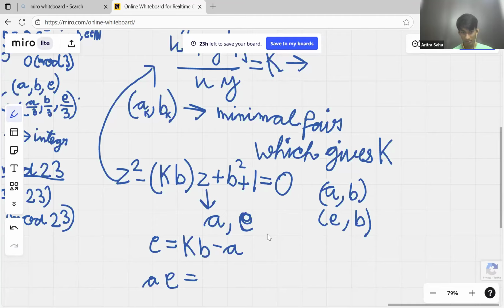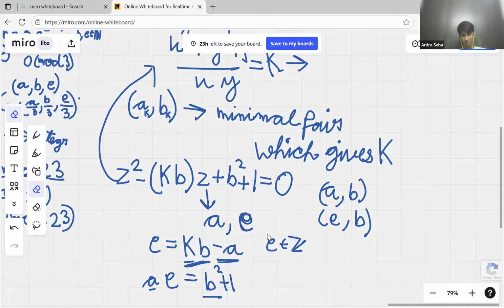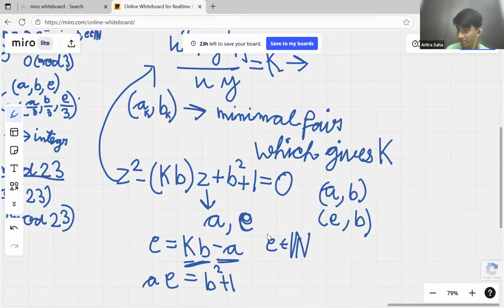And ac is b square plus 1. What is the first? k is an integer, b is an integer, so this is an integer. You're subtracting an integer, so that will be an integer. So c belongs to Z. Now a is a positive integer, b square plus 1 is also a positive integer. So c is positive, so c has to be greater than 0. So we get c also belongs to N. Do you see both the ideas? First we did integer, then we did positive integer.